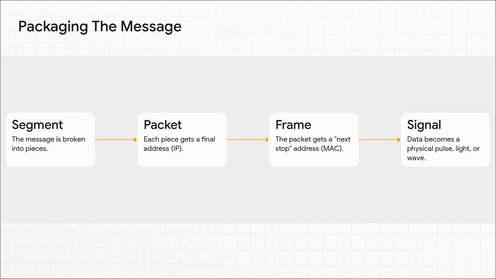So let's recap that whole packaging process, right? Your message was broken into segments, then each segment was put into a packet with its global IP address, then each packet was put inside a frame with its local MAC address for the next hop, and finally that whole frame was converted into a physical signal. It's like a Russian doll of data, with a new layer added at each step.